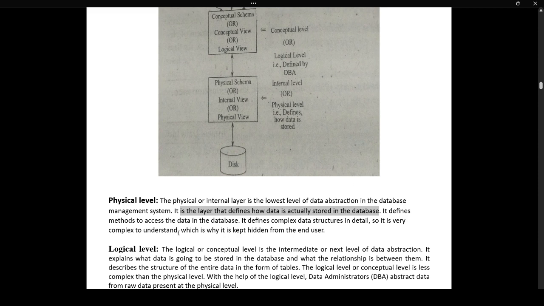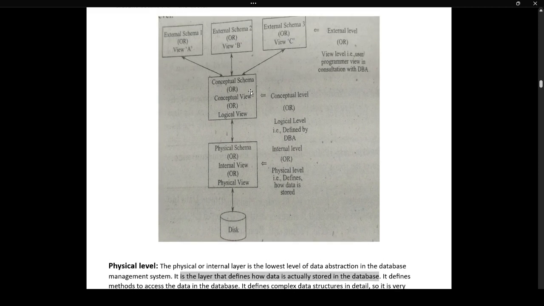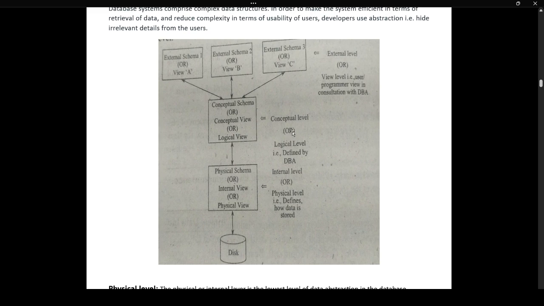It defines methods to access the data in the database. It defines complex data structures in detail. It is very complex to understand, which is why it is kept hidden from the user. So basically, the physical level and the conceptual level, I mean the logical level, both are hidden from the user, who cannot see what exactly is happening here.